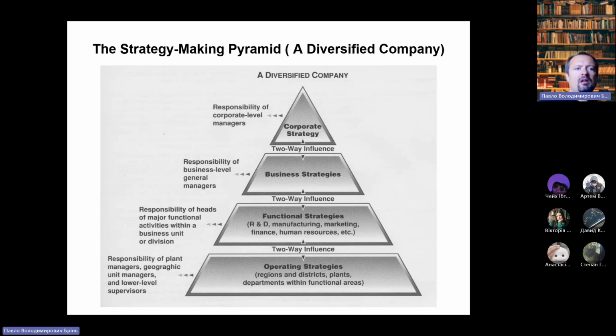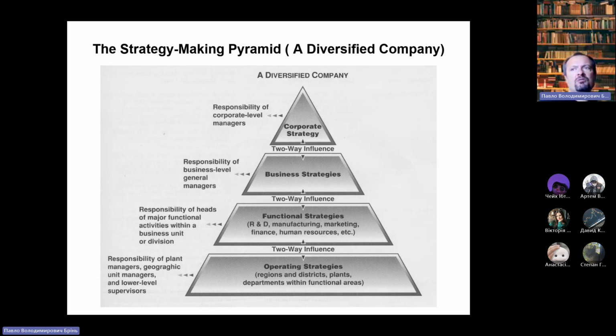Generally, any company, any diversified company, let's begin with a diversified company, has different types of strategy. Actually, there is a big variety of strategies. It can be different classifications. The first classification is presented here.